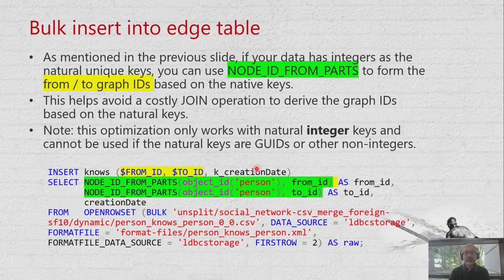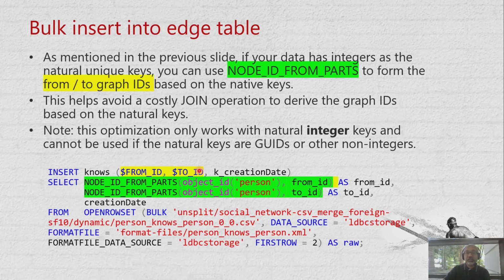Similar to bulk insert into node tables, you have bulk insert into edge tables, and in this case there's a similar application of node ID from parts. So an edge table, let's say it has integer columns as the keys which indicate the from ID and the to ID of the data. Then you can use node ID from parts to formulate the $from_id and $to_id parts of the edge table as well. So just like the previous example, you have node ID from parts being used to formulate a from ID, which is actually going to be put into the $from_id within the edge table, and similarly for the $to_id.